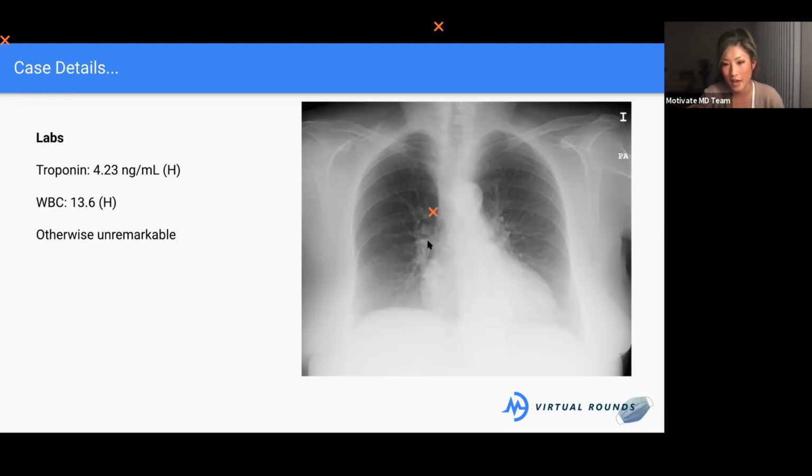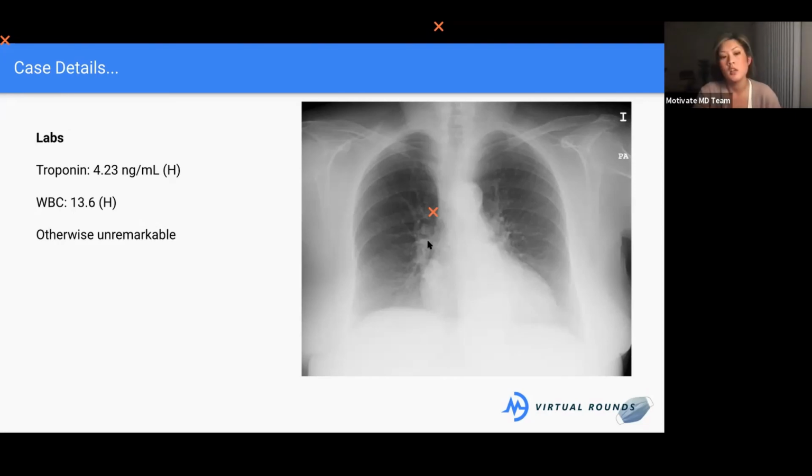So a quirk of the ED is they always like to order a chest x-ray, so they're probably going to do that. Here, does anyone know some of the things that we're looking for? I'm not a radiologist. I'm not going to do radiology, and I think they're still really hard to read. But does anyone know anything that we're looking for on the chest x-ray?